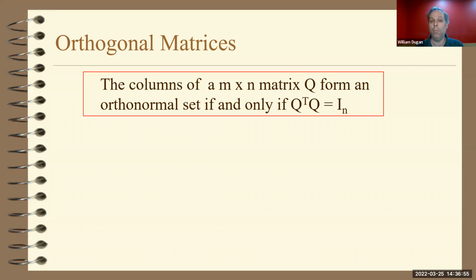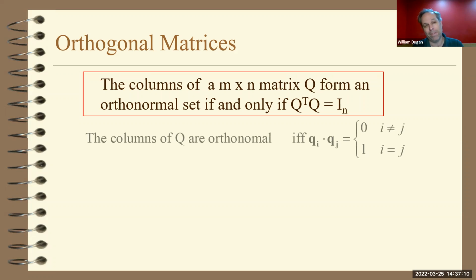Now, the columns of an m by n matrix Q will form an orthonormal set if and only if Q transpose times Q gives you the identity matrix, at least the n by n identity matrix. Why that is true is not hard to see. The columns of Q, Q1, Q2, and so on, if they're orthonormal, means that their dot product is 0 if the indices are different columns, or 1 if the indices are the same column.